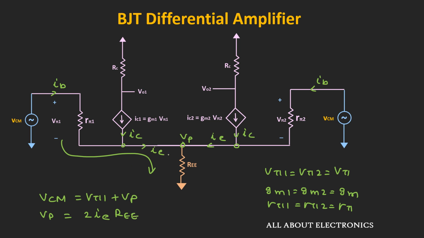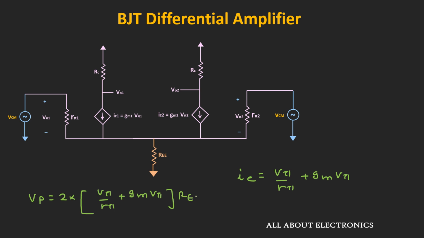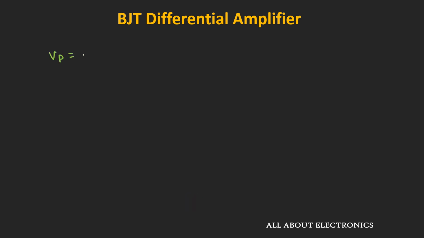And here this emitter current IE is the summation of this base current and this collector current. That means emitter current IE is equal to Vπ divided by rπ, that is the base current, plus gm times Vπ, that is the collector current. That means Vp is equal to 2 times IE, that is equal to Vπ divided by rπ plus gm times Vπ, times RE. That means Vp is equal to 2 times RE times Vπ times (gm plus 1 divided by rπ).